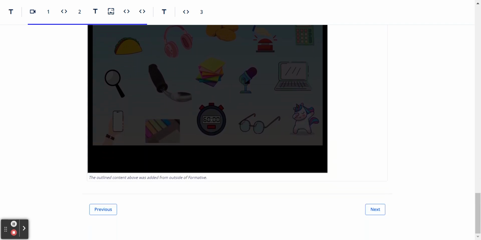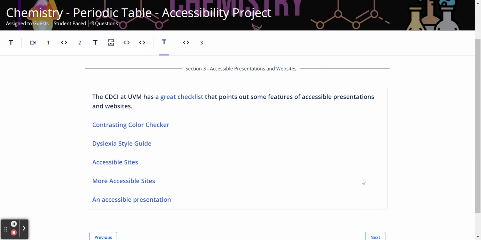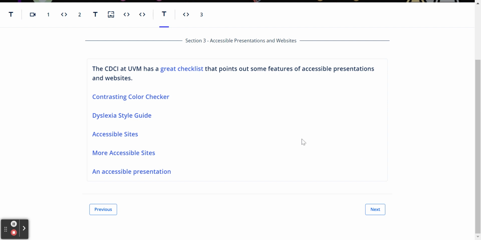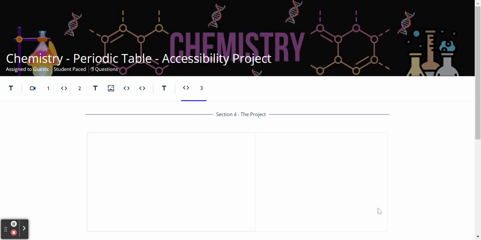This was a poll they did about whether or not something was assistive technology. And then here we started talking about the features of an accessible presentation or website. These are a bunch of resources that we went through.